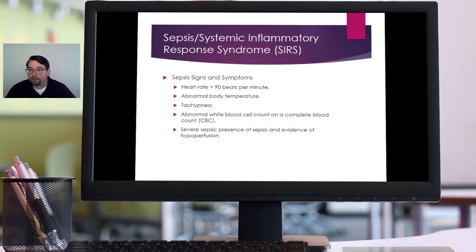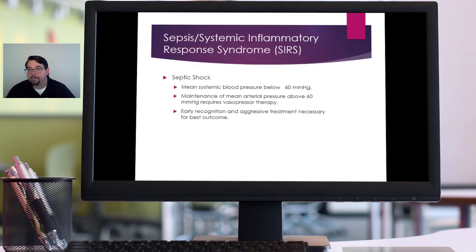Most of your signs and symptoms for assessment are going to be looking at things like heart rate, abnormal body temperatures, tachypnea, and obviously white blood cell count, or doing a complete blood cell count. And in severe sepsis, with the presence of sepsis and evidence of hypoperfusion, we're going to see septic shock. With septic shock, we're talking about a mean arterial pressure that's below 60 millimeters of mercury. Maintenance of a mean arterial pressure above 60 is going to require vasopressor therapy. So if we're going to try to keep them above 60, we're going to need to be aggressive with some of that fluid resuscitation and even consider some pressor agents. Early recognition and aggressive treatment is necessary for best outcomes.